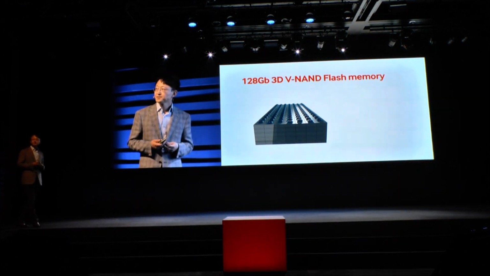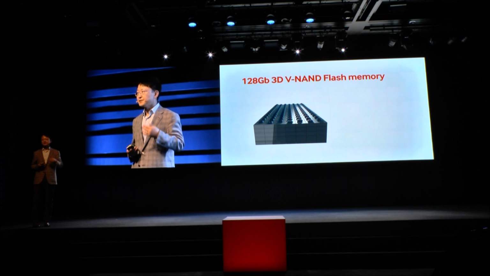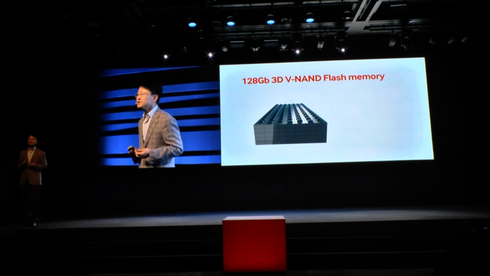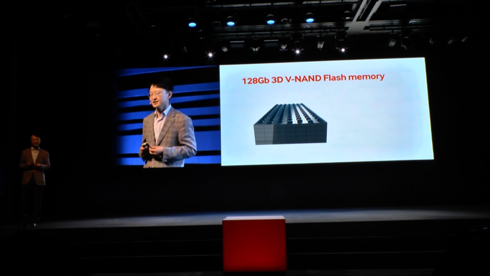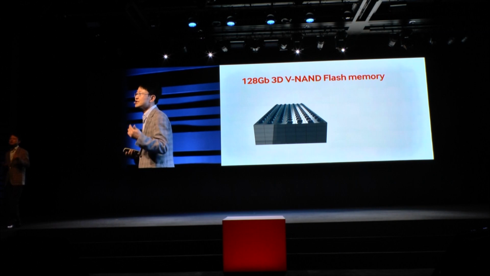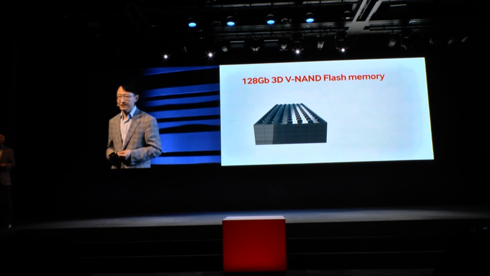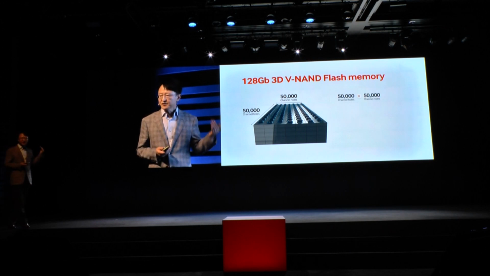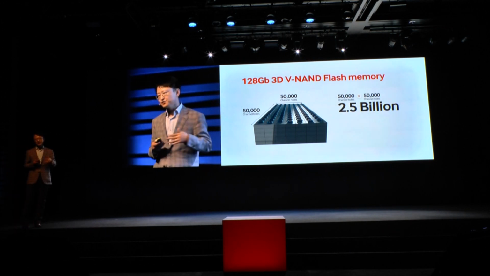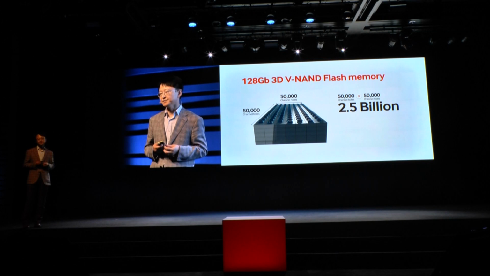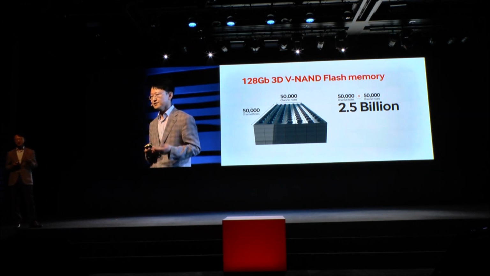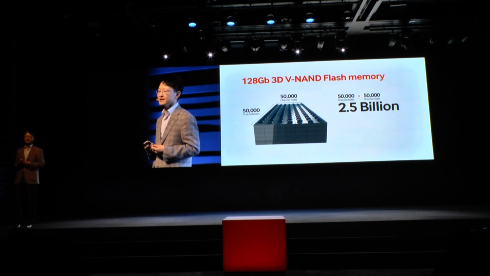So far, I described the basic concept. Okay. But even more than this, a more important factor is how many elevators there are. Can you guess how many holes we need in 128 gigabit 3D V-NAND? We need to etch 50,000 holes evenly lengthwise and widthwise in one chip. That makes a total number of 2.5 billion holes for 128 gigabit V-NAND.